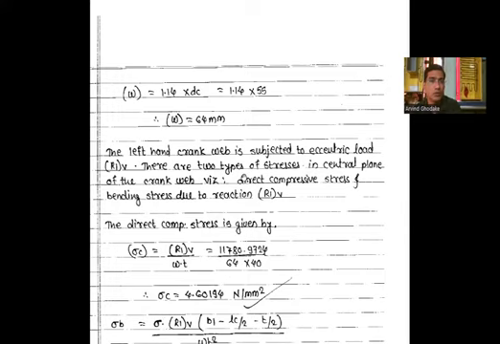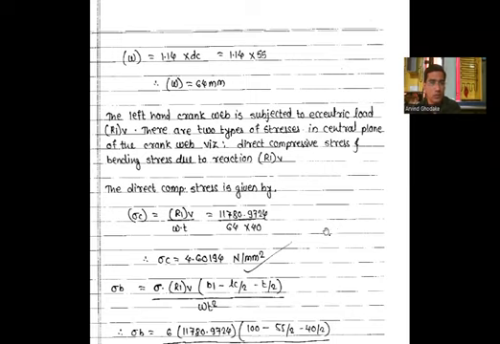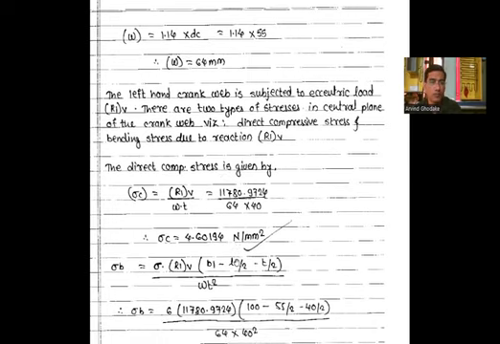Next, the width of the web W is always equal to 1.14 times the diameter of the crank pin. Therefore, W is equal to 64 mm. The left hand crank web is subjected to the eccentric load R1V. There are two types of stresses in the central plane of the crank web, that is, direct compressive stress and bending stress due to reaction. The direct compressive stress is given by sigma C is equal to R1V upon W into T. By putting in the values, the direct compressive stress is equal to 4.60 Newton per mm square.